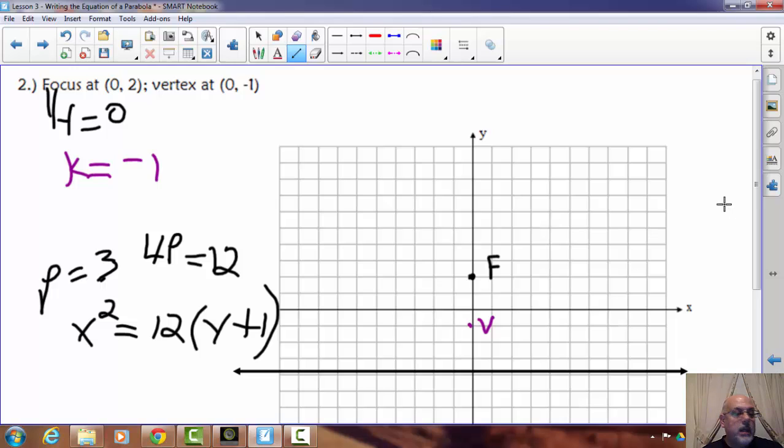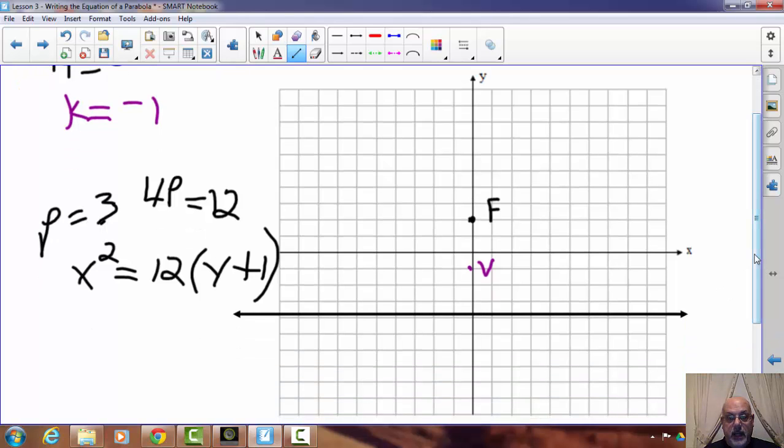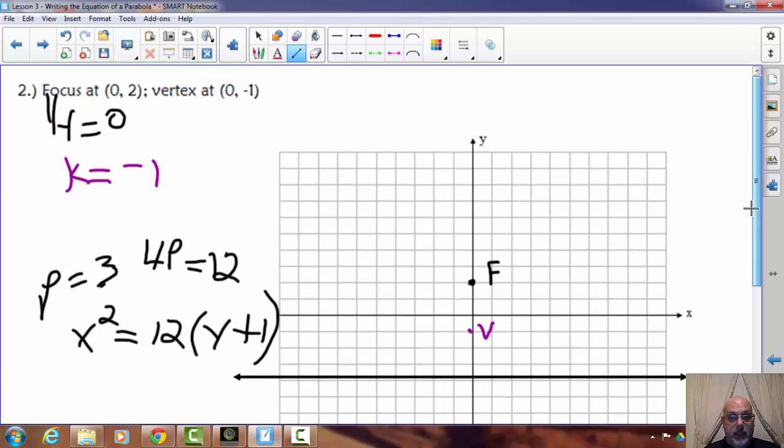But this is the working backwards piece that we've been doing at the end of all the other little units we did on the circle, the ellipse, and the hyperbola. So this is the last one. So hopefully you were able to follow along, and you see how we're building the equation based on the information that we're given.